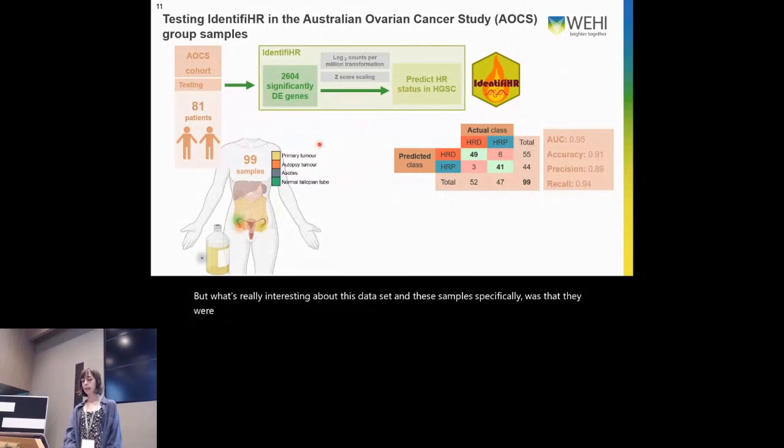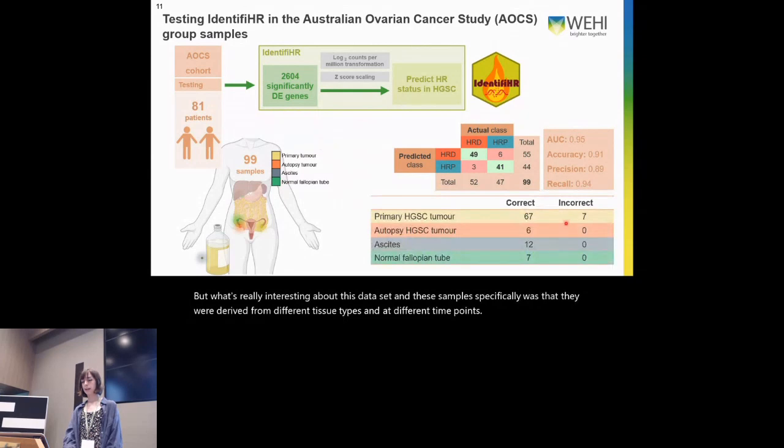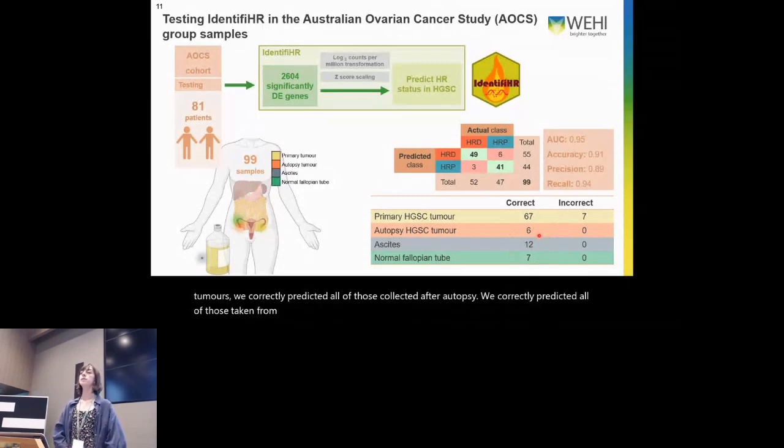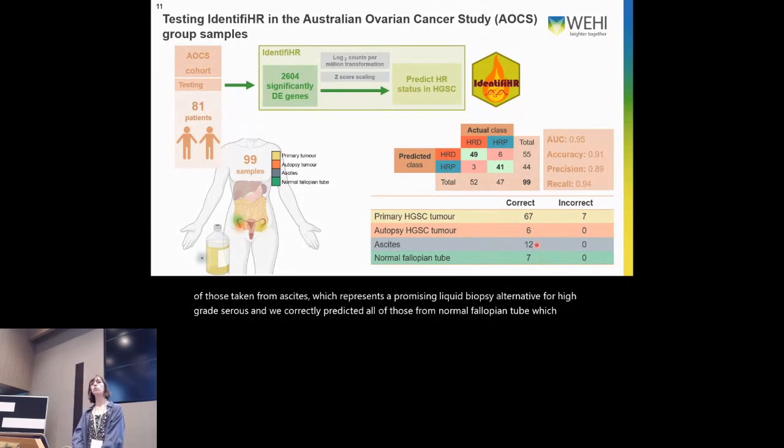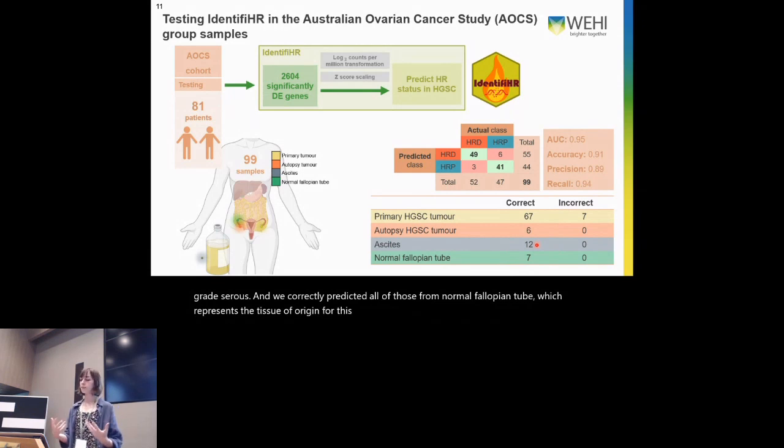So while we did incorrectly predict the label of 7 of our primary high-grade serous tumors, we correctly predicted all of those collected after autopsy. We correctly predicted all of those taken from ascites, which represents a promising liquid biopsy alternative for high-grade serous. And we correctly predicted all of those from normal fallopian tube, which represents the tissue of origin for this disease. So this was quite a nice result and gave us maybe a little bit of confidence in our model.